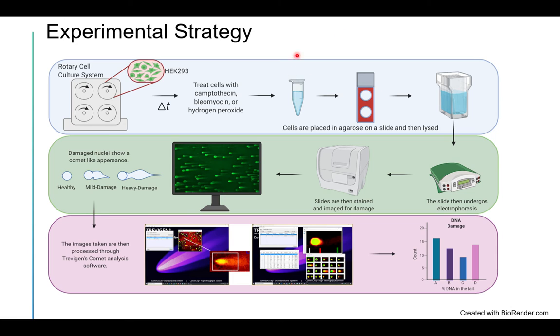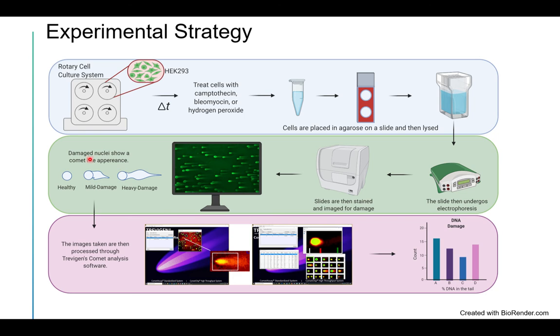Post-treatment, cells are embedded in a microscope slide with low-melting agarose and then lysed. The slides are then placed in an electrophoresis chamber, and since DNA is negatively charged, it will migrate towards the positively charged electrode when an electric field is applied. The DNA is then stained with SYBR Gold and imaged by epifluorescence microscopy.